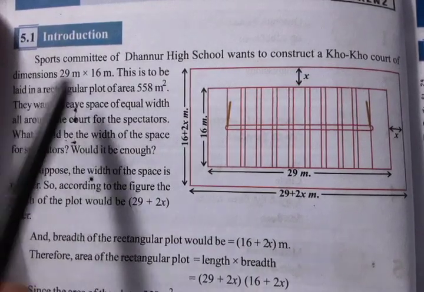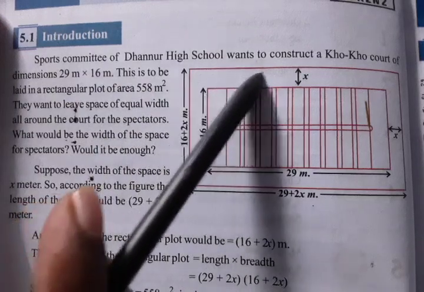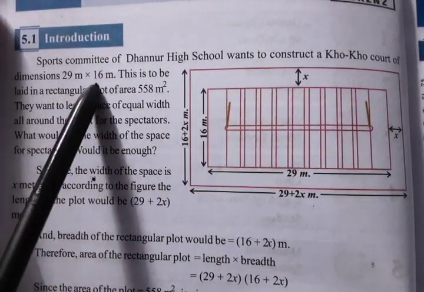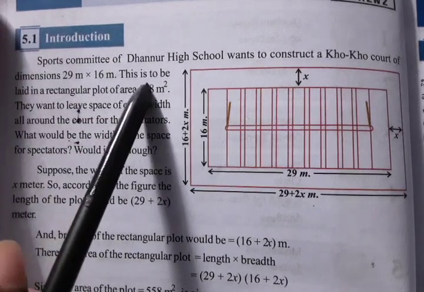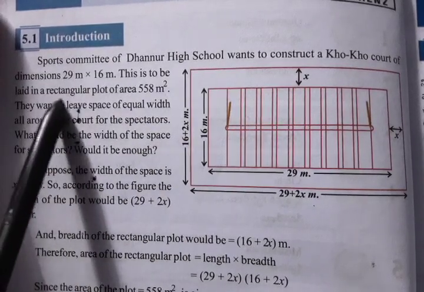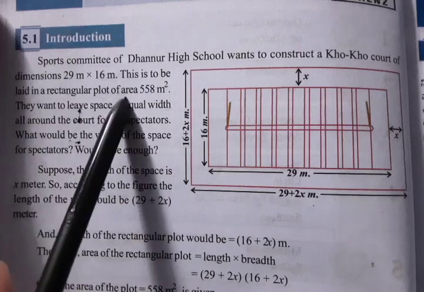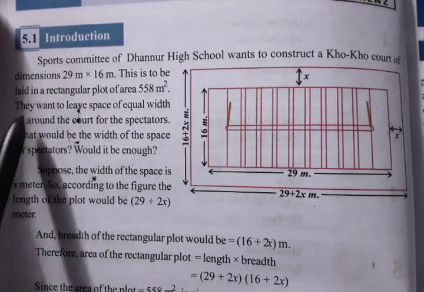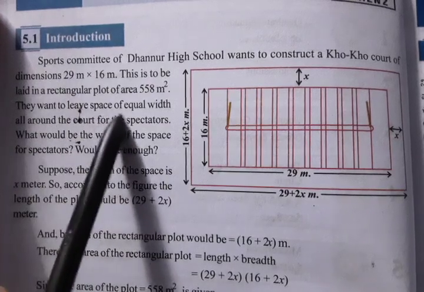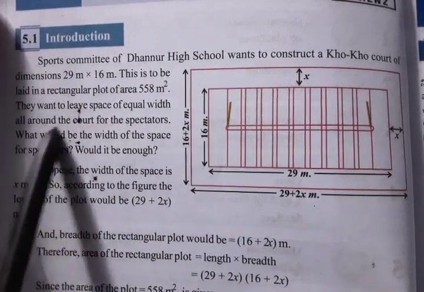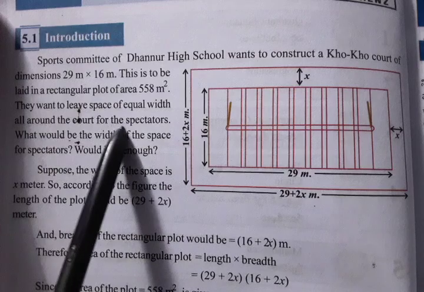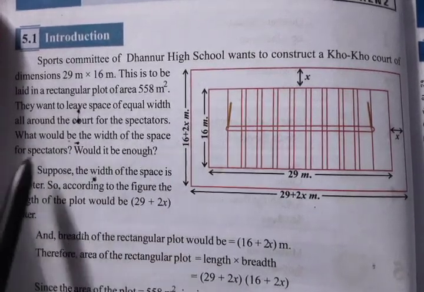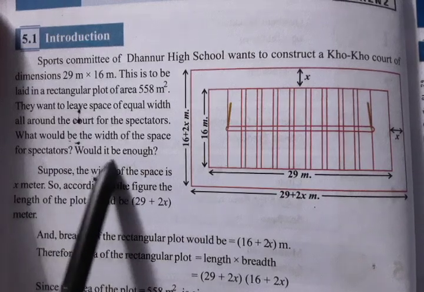Quadratic equations. The sports committee of Dhanur High School wants to construct a kho-kho court of dimensions 29 meters by 16 meters. This is to be laid in a rectangular plot of area 558 meters square. They want to leave space of equal width all around the court for the spectators. What would be the width of the space for spectators? Would it be enough?